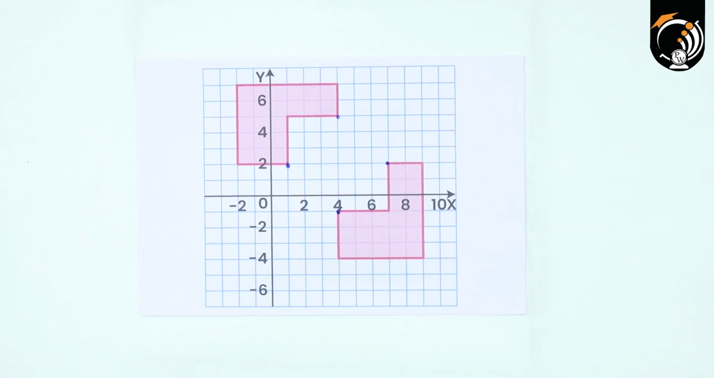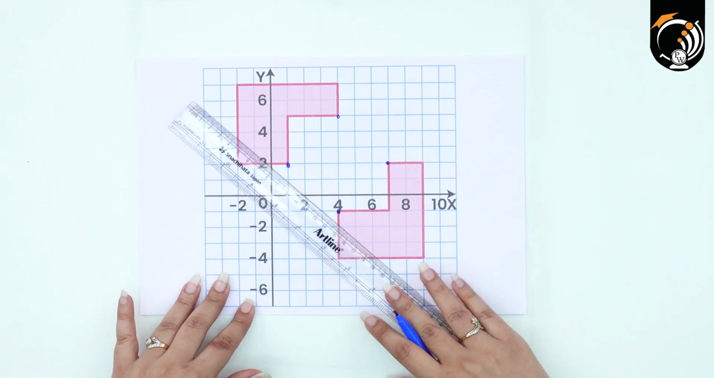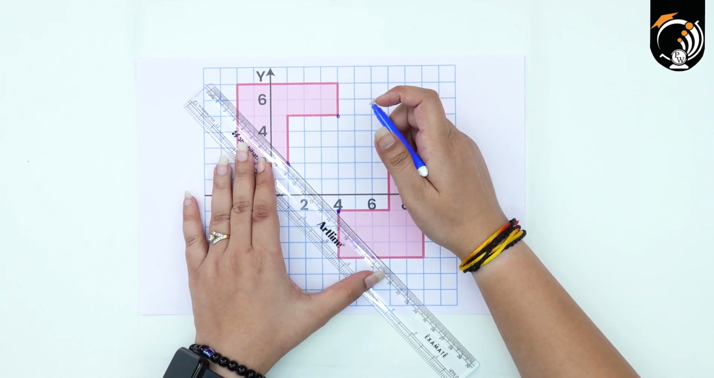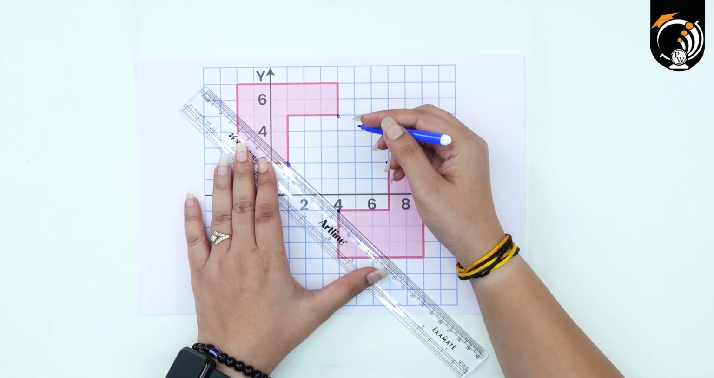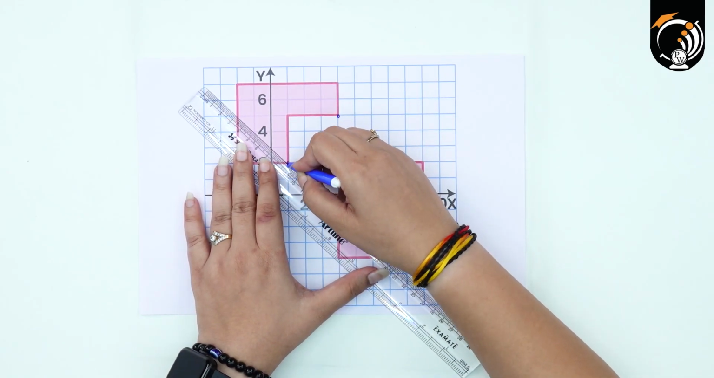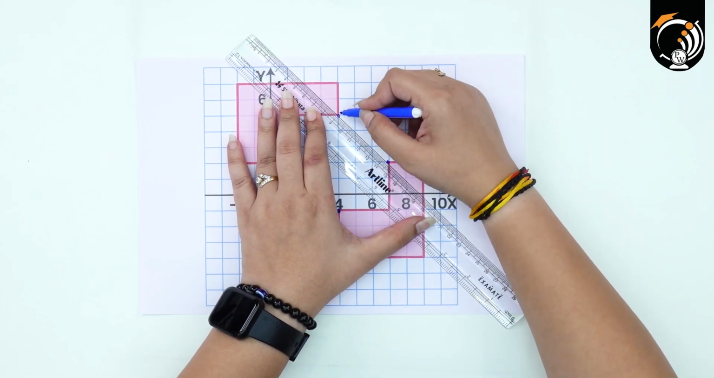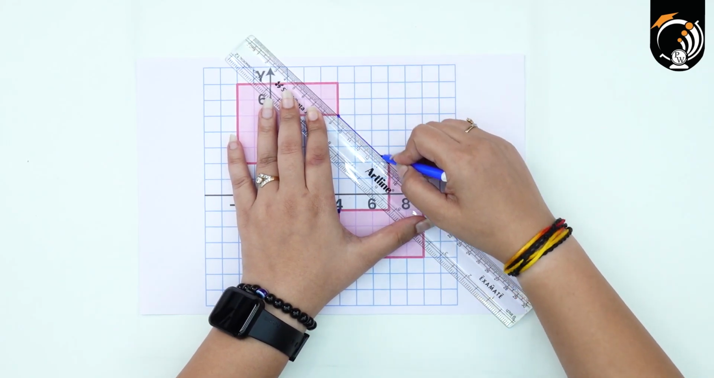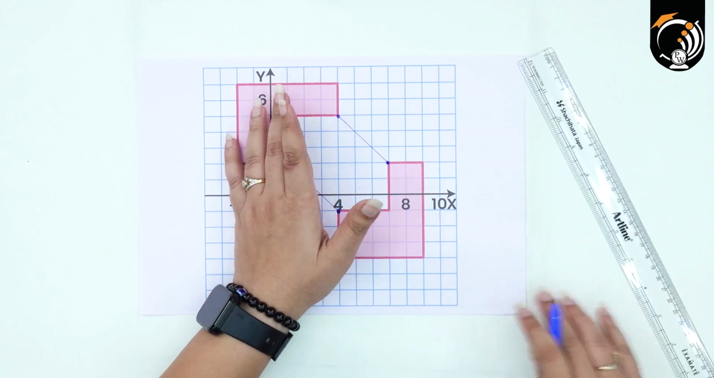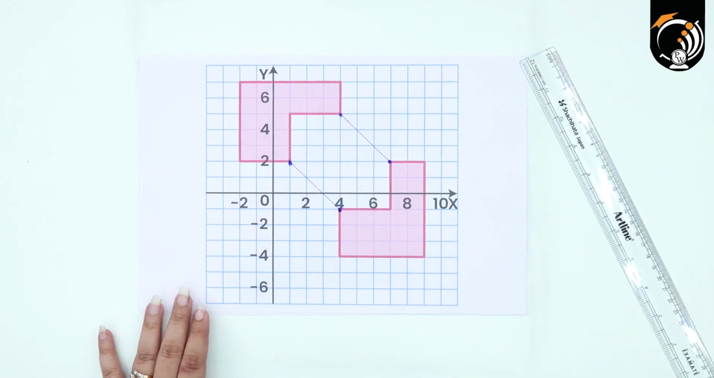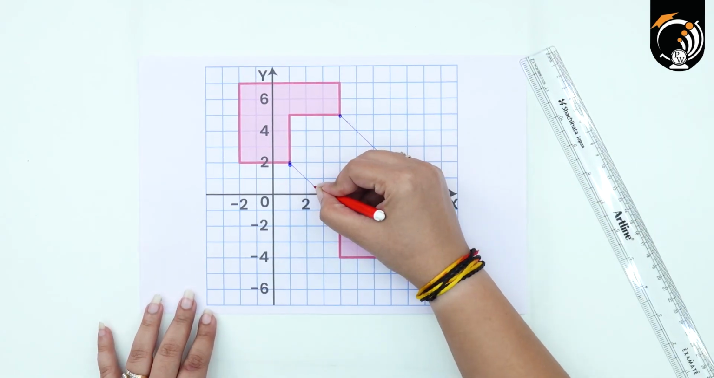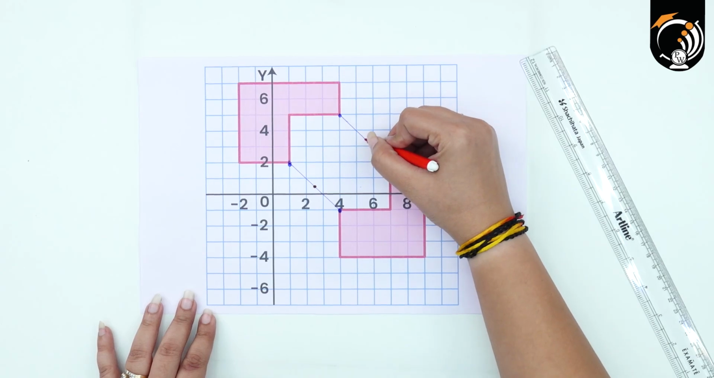So let's just join these points and look for the midpoint of it. I'm just joining the points for now. So this is how we are going to join the points. Now let's mark the midpoints of these, right? Clearly, this is where we can see the midpoint of these lines.